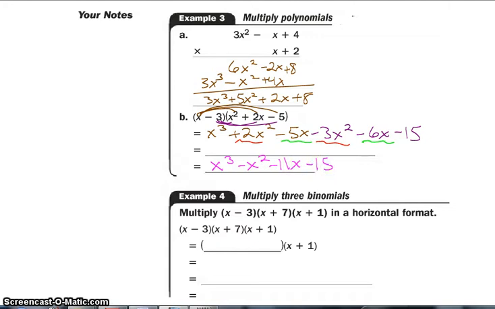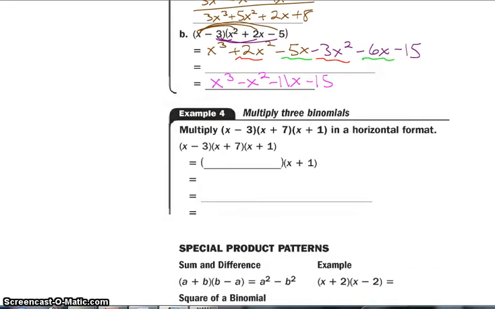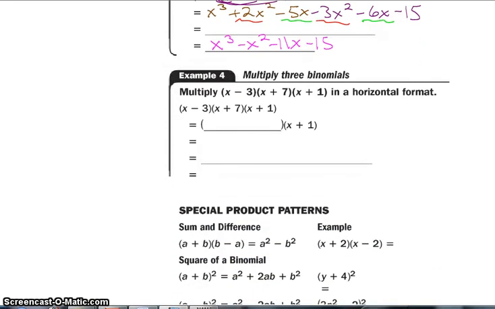Now with multiplying 3 binomials, you'll multiply 2 of them, and then you'll just multiply by the third. So we'll multiply x minus 3 times x plus 7, and then after we get that, we'll multiply that in a similar fashion to what we just did with the x plus 1. So if I multiply these, I have x squared plus 7x minus 3x, so I have plus 4x minus 21. And then I'll multiply through with my x plus 1.